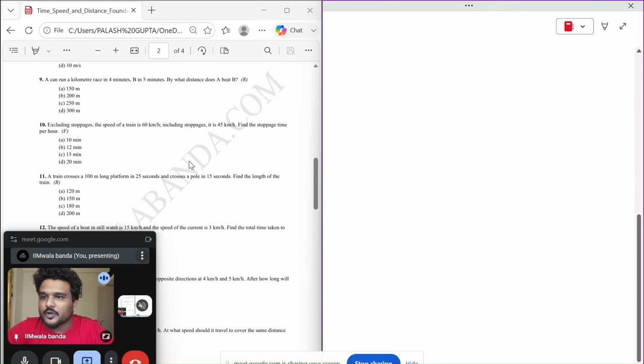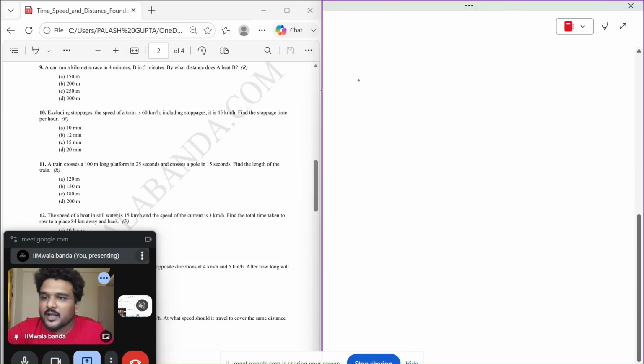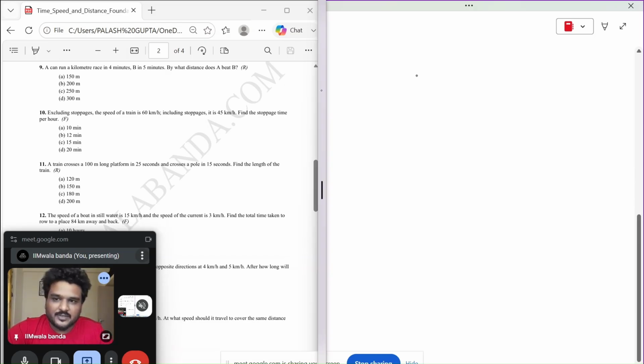Okay, so let's go to the 10th question. Excluding stoppages, this is again speed and train, all of that. So let's go to the next question. Again, train type of questions.